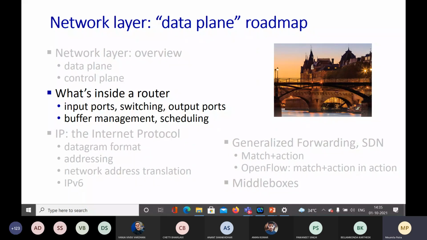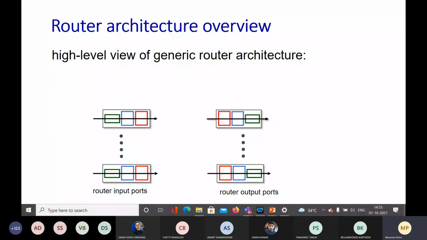Before starting with the data plane or the control plane, we need to first understand where it all works, right? So we will start with the architecture of a router, how a router looks from the inside. Okay, so in this module, let us see what the router architecture basically looks like. This is a very high level generic view of a router.